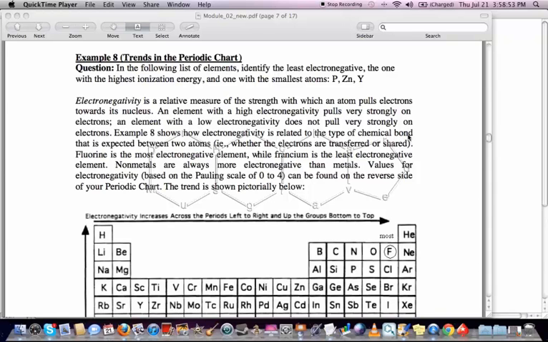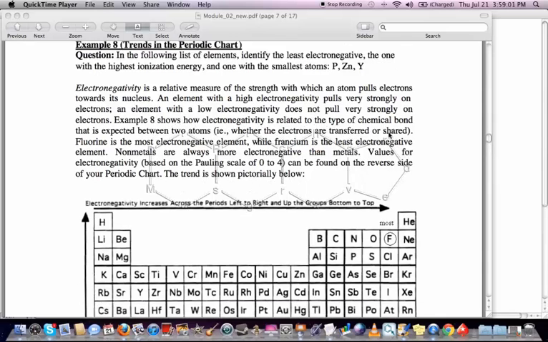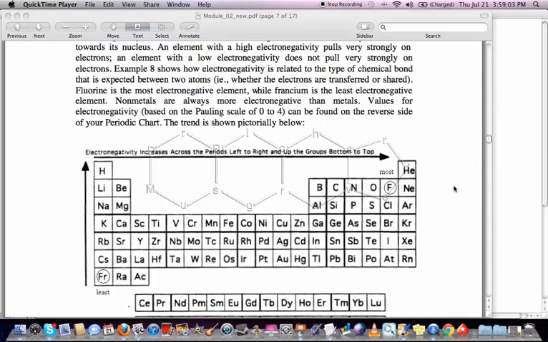I'm going to now look at some trends in the periodic chart. We'll start off with electronegativity, which is a relative measure of the strength with which an atom pulls electrons towards its nucleus. And what we're going to find is that this is related to both ionization energy and to atomic radius. But we'll start off with the electronegativity, and the most being fluorine.